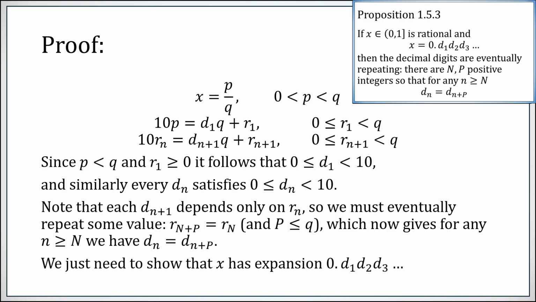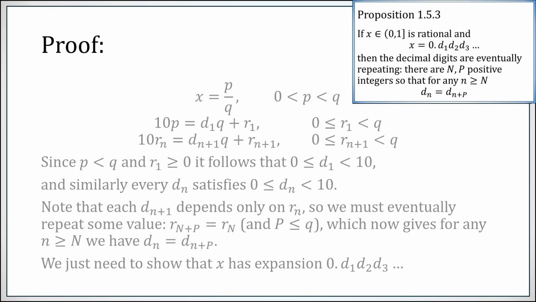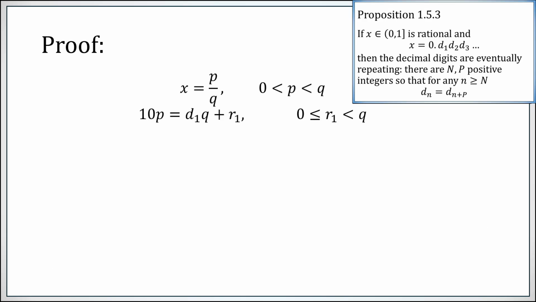Okay, now we just need to show that the expansion we've created of these digits really does represent x. For any rational, construct your digits according to this algorithm and you will have it eventually repeating. Now we just need to show that this decimal number is actually equal to the x we started with. So let's show that these decimal digits we constructed do in fact represent the x we began with.